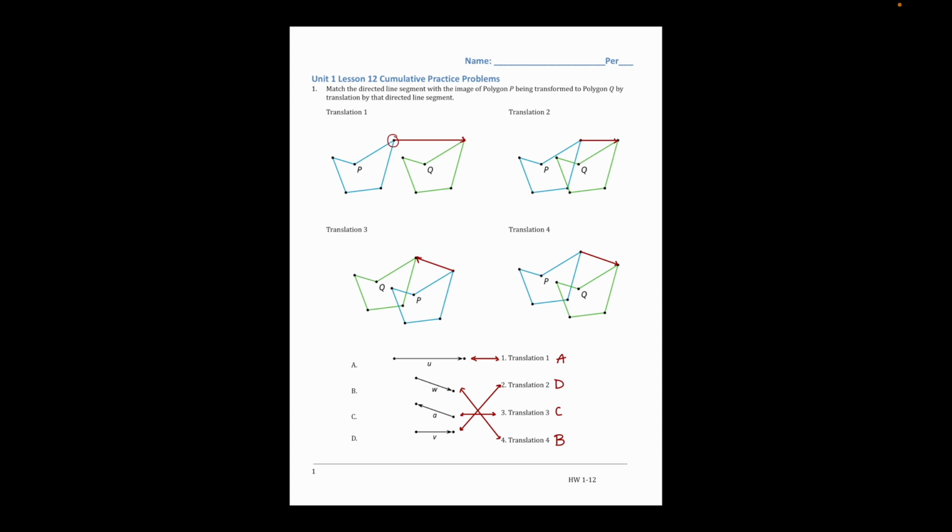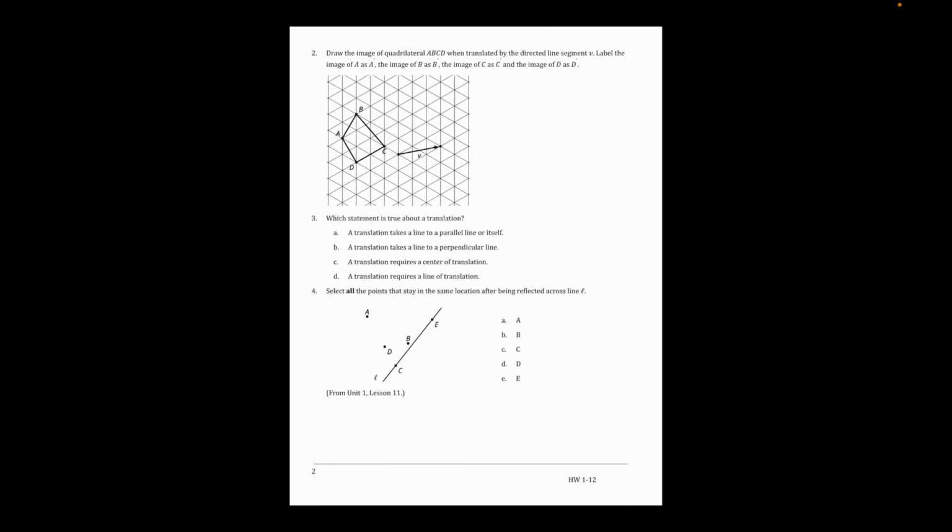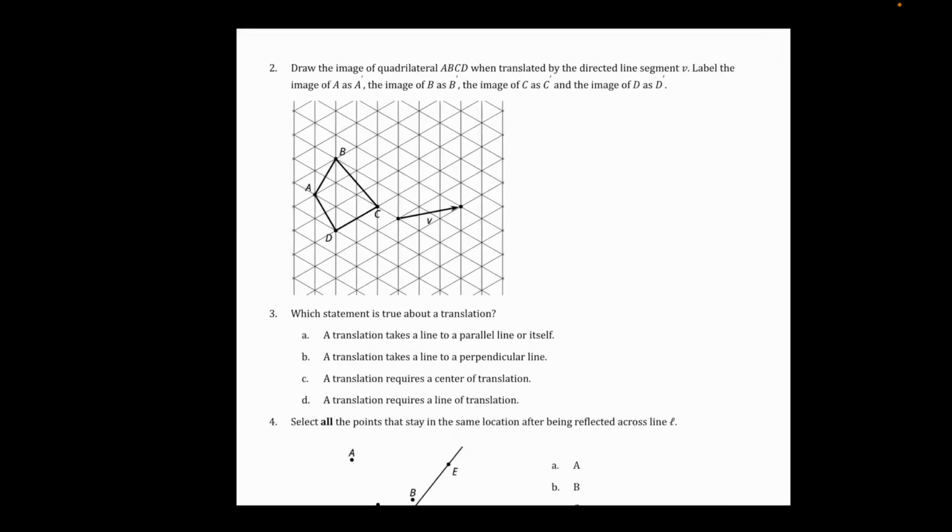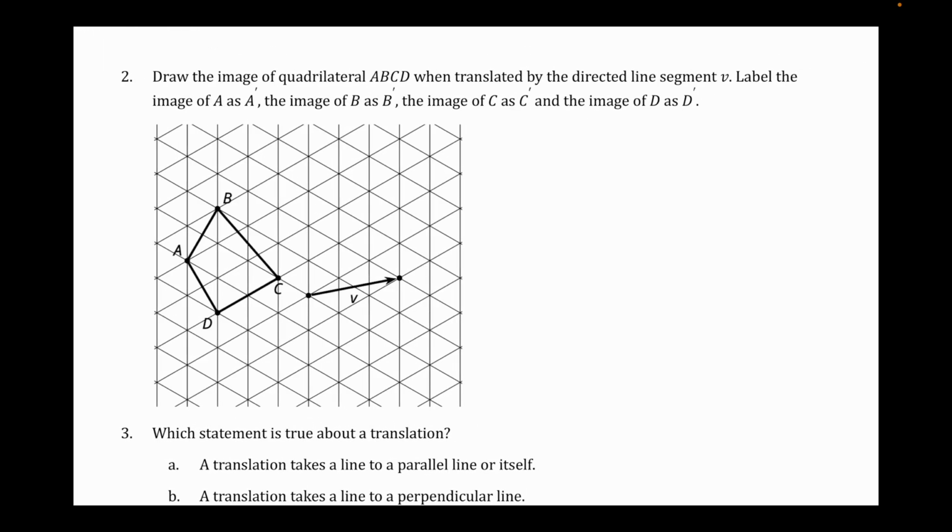Okay, so our second question, we have to go to the back page. So we actually are drawing these. So we're drawing an image of quadrilateral ABCD when translated by directed line segment V. Label the image of A as A prime, and the image of B as B prime, and the image of C as C prime, and D as D prime. So we're just going to take all of our points here and label them as the prime variations after we translate them.